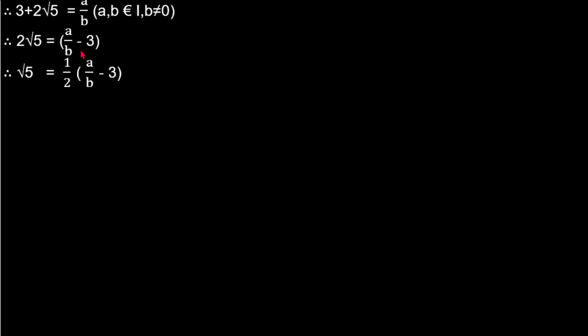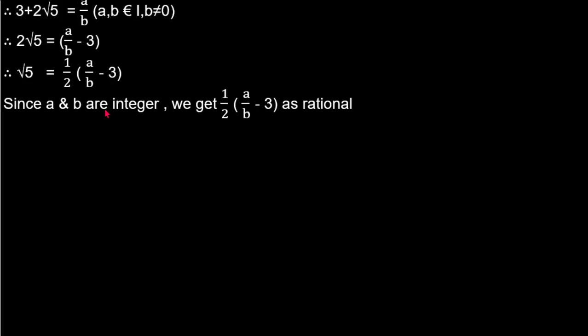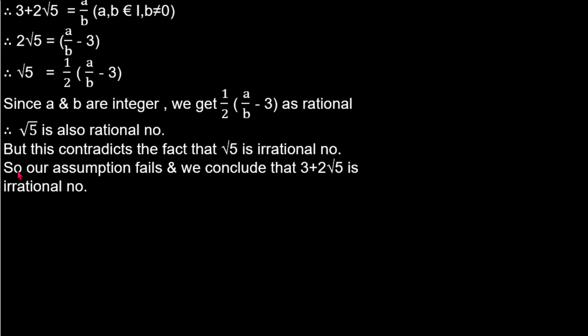Now a by b is an integer, so a by b minus 3 will also be an integer, and half into a by b minus 3 will also be rational. So that is what we are writing. A and b are integers, so we get, because they are in the form p by q, and from the definition, they are rational numbers. Since the right hand side is a rational number, root 5 is also rational. However, we know that root 5 is an irrational number. Our assumption is in contradiction with what the actual fact is. Hence our assumption is wrong. So we say that 3 plus 2 root 5 is an irrational number.